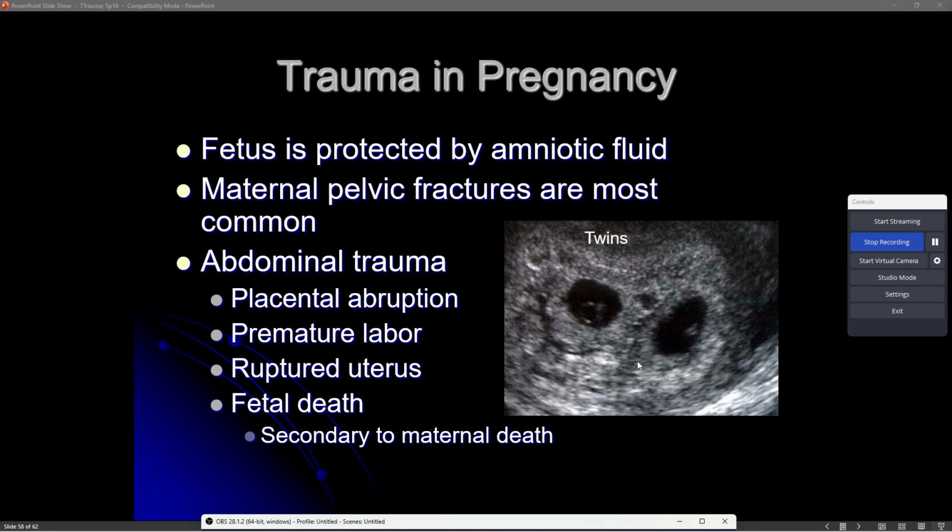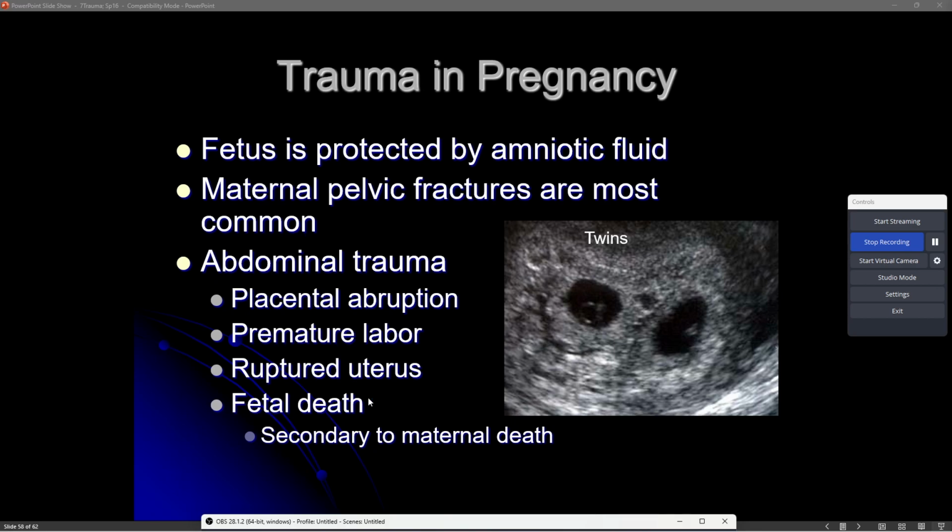Cool part is the fetus has its own little suspension system, if you will. It's got the amniotic sac filled with fluid. It's a very good buffer. It knows how to do its job, and it does so very well. Maternal pelvic fractures are most common. Abdominal trauma, placental abruption, premature labor, ruptured uterus, and fetal death. These are all typically the causes of death to the fetus itself.